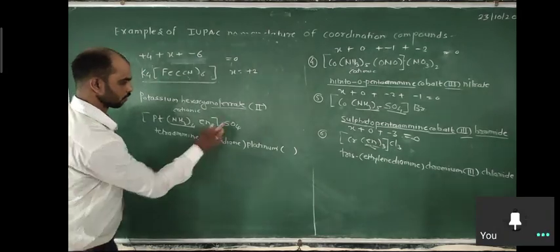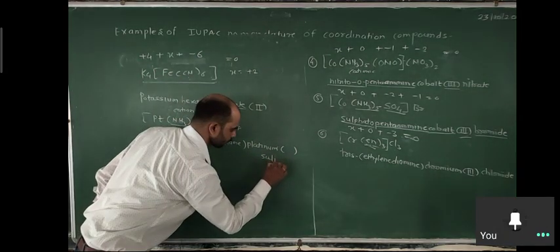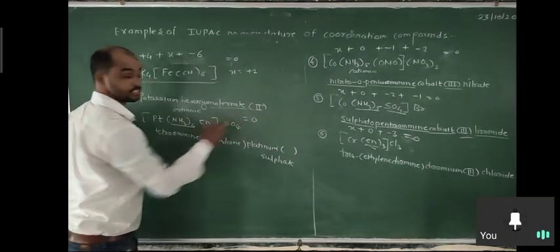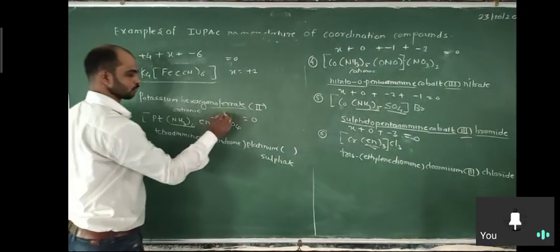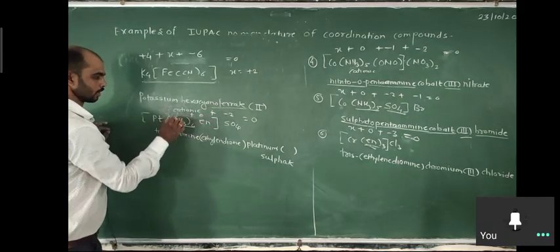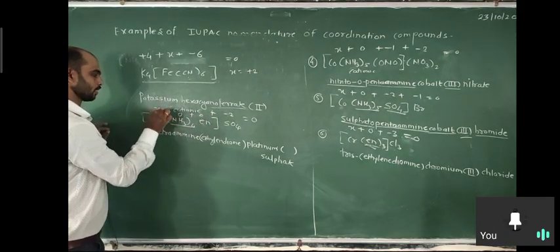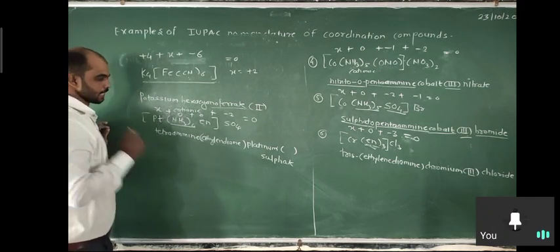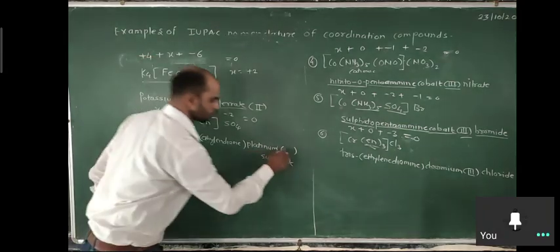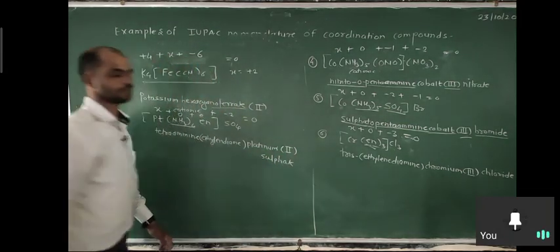Oxidation state. Now after that there is a sulfate. What is oxidation state? Here you consider 0. Sulfate shows -2. Ethylene diamine is 0. NH3 also 0. If we consider the oxidation state of platinum is x, so x plus -2 is equal to 0 means x is equal to +2. So second is the oxidation state.